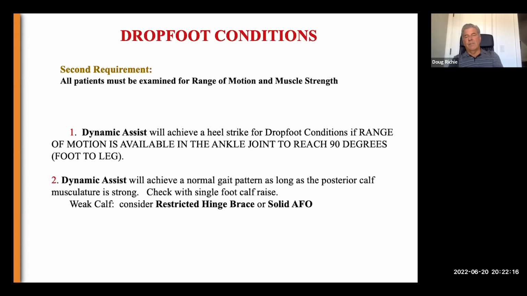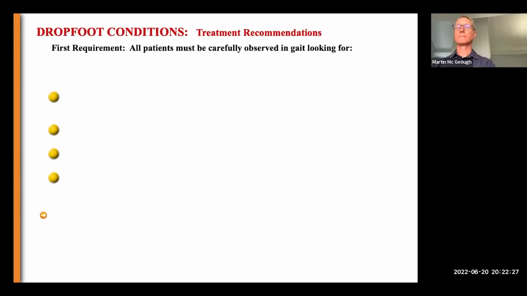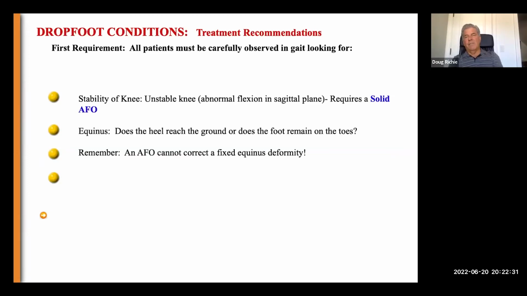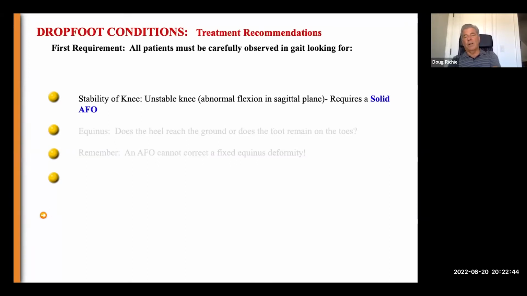If there is some spasticity and some contracture of the posterior calf muscle, we recommend the restricted hinge brace or even a solid AFO. So unstable knees require a solid AFO. If there's a fixed equinus, the brace will not move that ankle out of equinus, but it can provide frontal plane control over the ankle, even though the patient is still a toe walker.